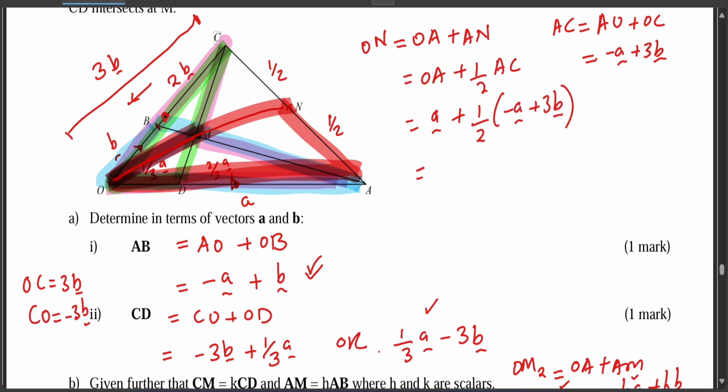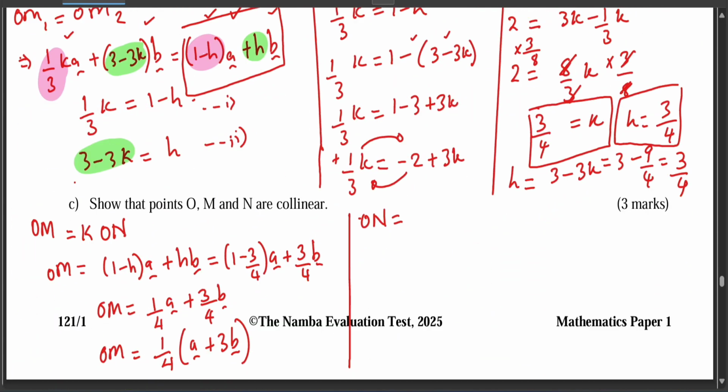So it is 1/2 of negative A plus 3B. That is 1/2 AC. So A plus 1/2 times negative A gives you negative 1/2 A. 1/2 times 3B gives you positive 3 over 2 vector B. Collect like terms: 1 minus 1/2 is 1/2 A plus 3 over 2 vector B. So ON is a half A plus 3/2 vector B. Your common factor again here is a half, so a half into bracket A plus 3 vector B. Okay.